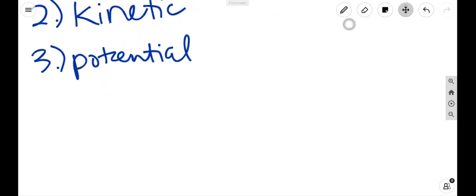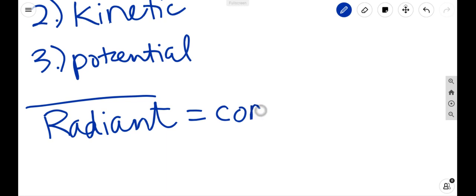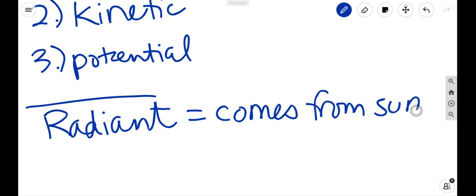All right. The first one we have is radiant. We did radiant energy last year in chemistry. I don't know if you guys remember doing like the colorblind test, things like that, because it was part of the visible light spectrum. Radiant energy comes from the sun. So when someone says you have a radiant smile, it means your smile is shiny. It includes parts of the electromagnetic spectrum.